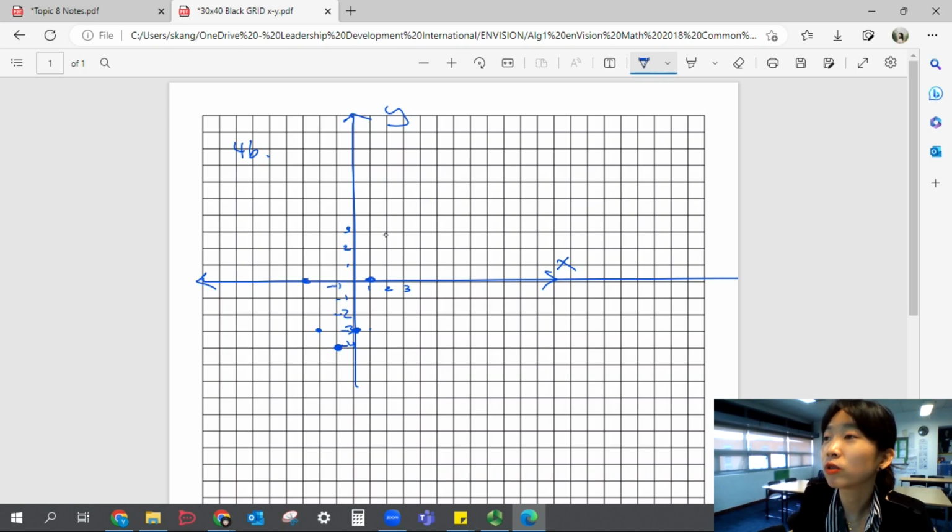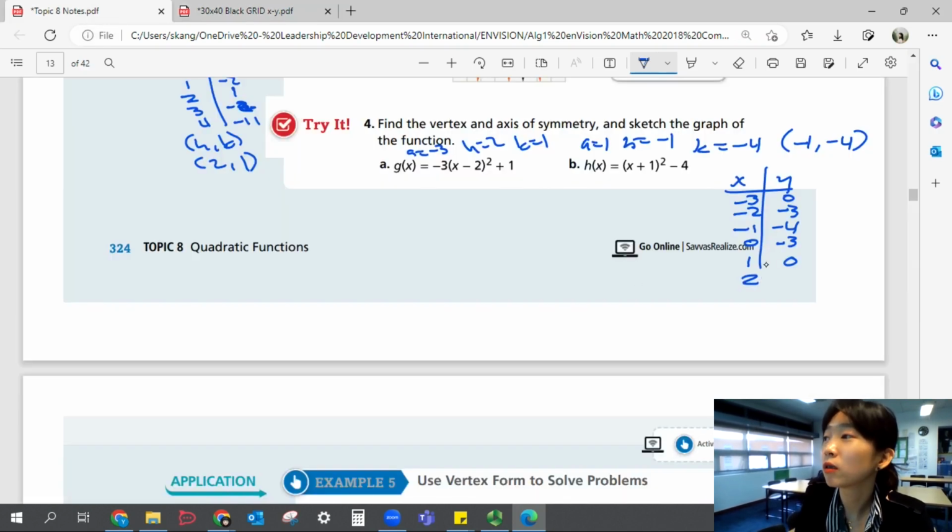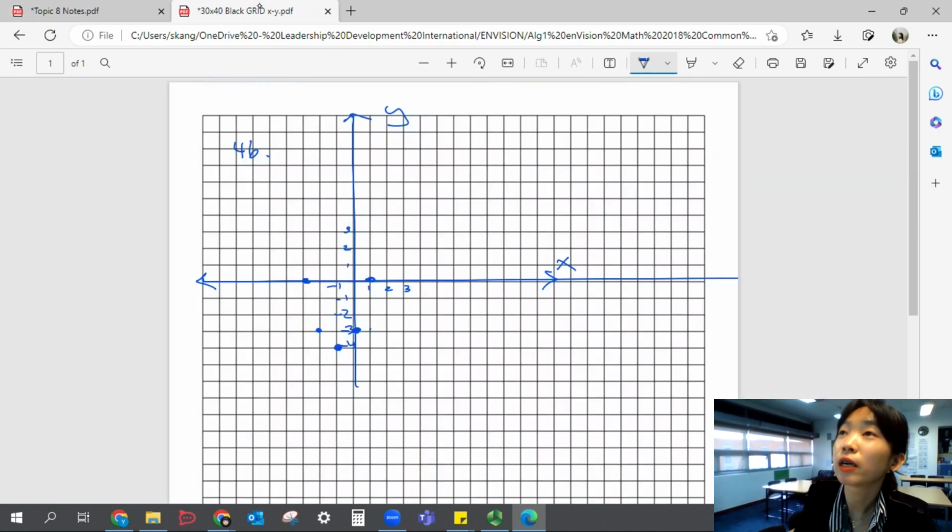And then you can keep going with 2 if your graph is still remaining. 2 plus 1 is 3, squared is 9, minus 4 is 5. And that's the same as -4, right? 2, 3, 4, 5. And there we go. And then you try to draw the nicest little parabola. There we go. Okay? So that should be the graph of part B.